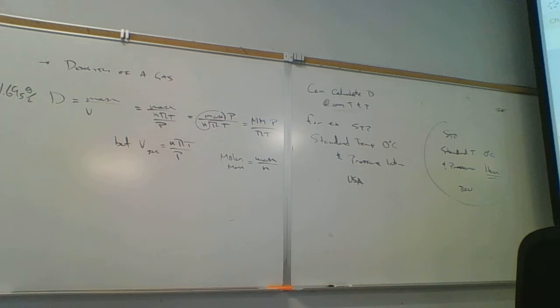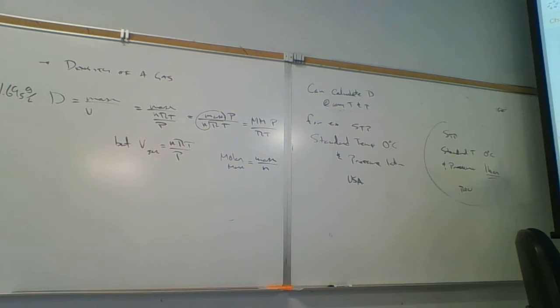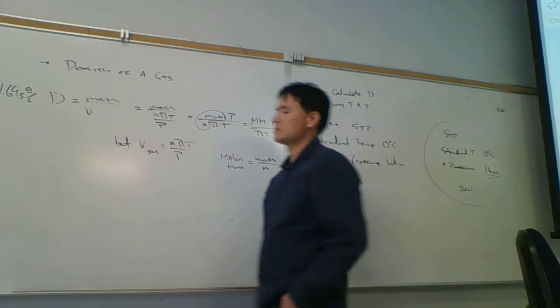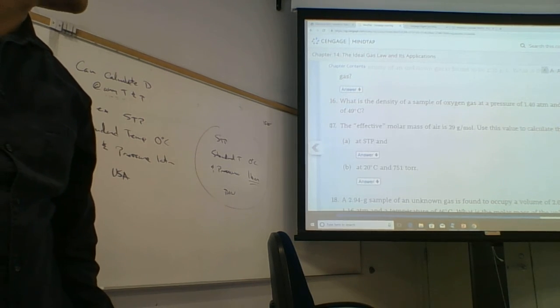17. The effective molar mass of air is 29. So if I have a mole of air, so air is a mixture of oxygen and nitrogen, if I have a mole of air that's 6.022 times 10 to the 23rd air molecules, and those are going to weigh 29 grams, that mixture molecule. Use this value to calculate the density of air at STP. Why don't you try that? Calculate the value at STP and at 20 degrees C and 751 torr.